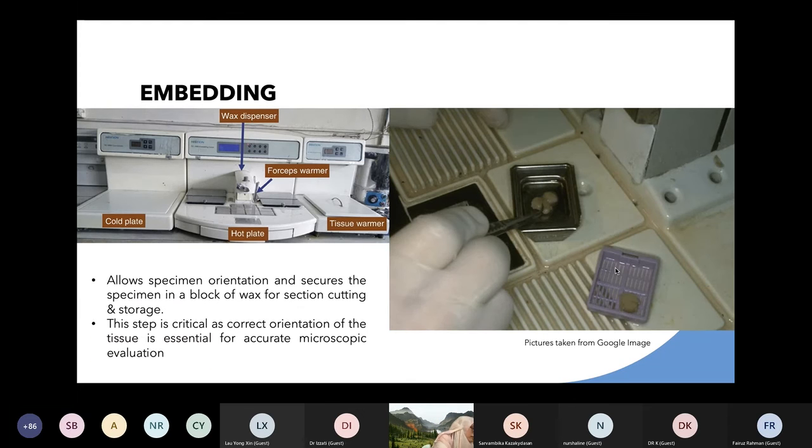Okay, the next day, after we take the tissue out from the tissue processing machine, we will bring the tissue to the embedding station. This is where the tissue block is formed by using molten wax. This step allows specimen orientation and secures the specimen in the block of wax for section cutting and storage. This step is critical as correct orientation of the tissue is essential for accurate microscopic evaluation.